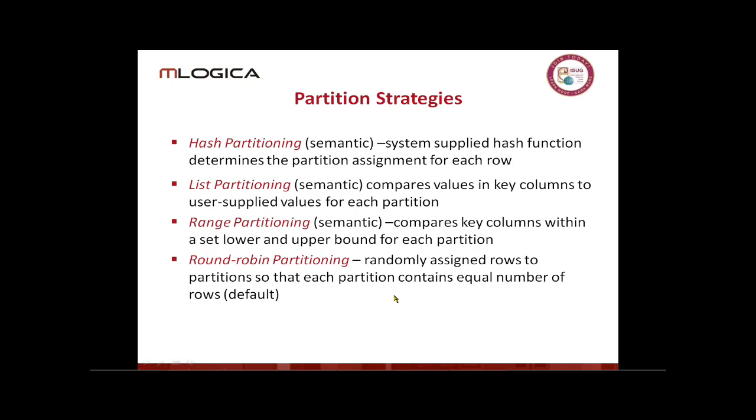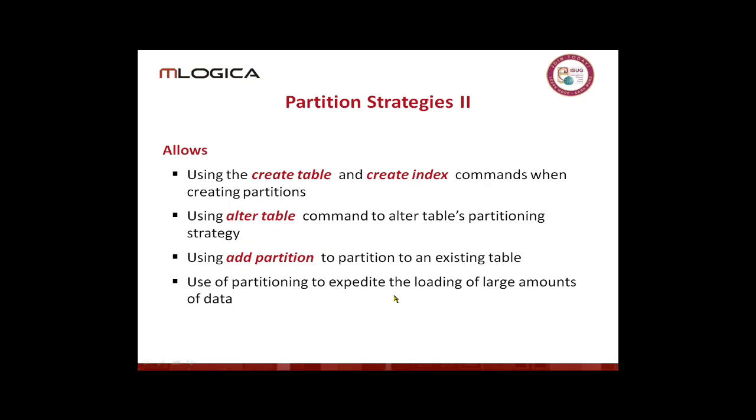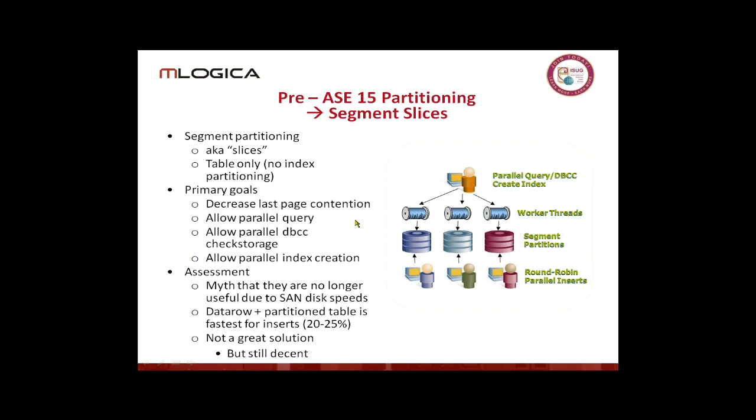How you do your partitioning is going to vary, at least in part, along with how you are going to be accessing the data, as well as how you want to do things like archive the data. So partitioning strategies allow things like create table and create index commands to be used with the partitions. The alter table can change the partitioning strategy. Alter table add partition builds these things up. And we've got the ability to do a lot of different slicing.